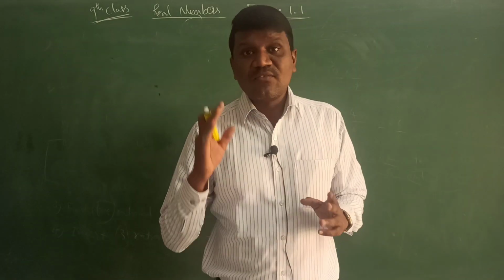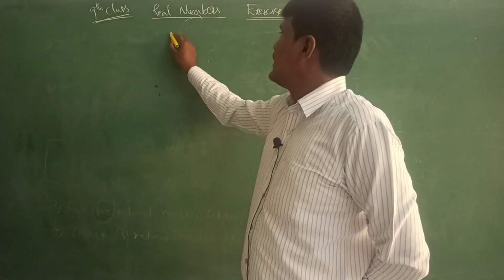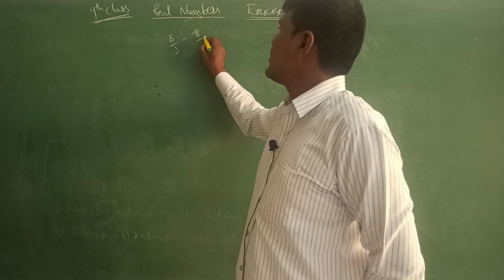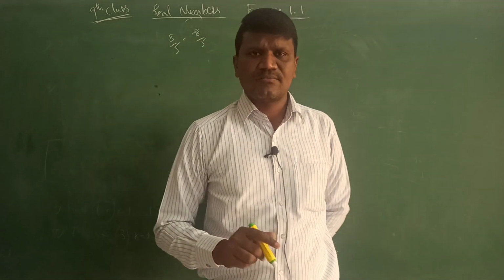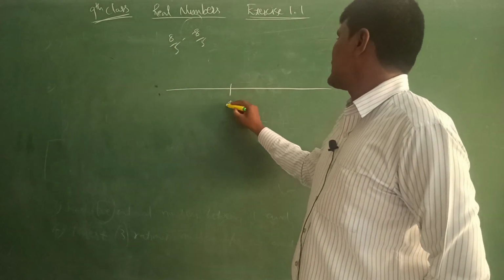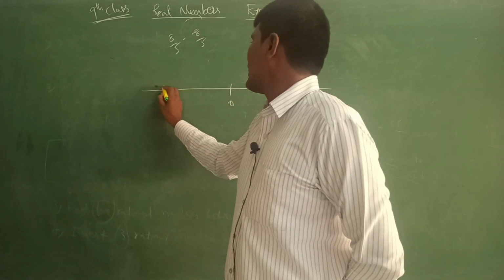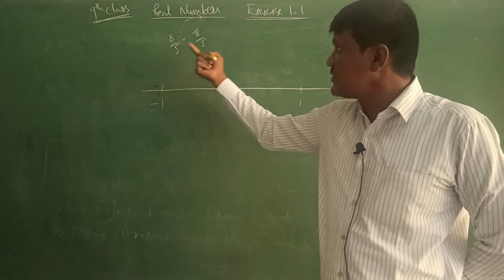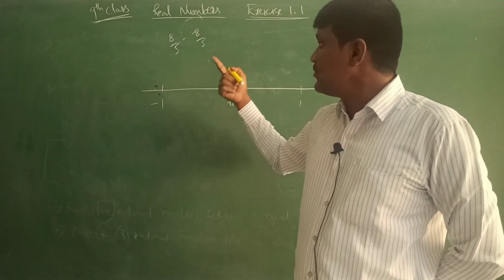Next question, the fifth question, is to represent 8 by 5 and minus 8 by 5 on the number line. This you can do, right? This is 0 and this is 1 and this is minus 1. How many parts do we need to make? We need to make 5 parts.